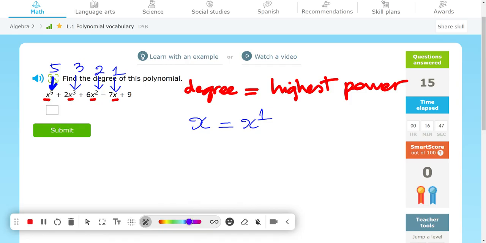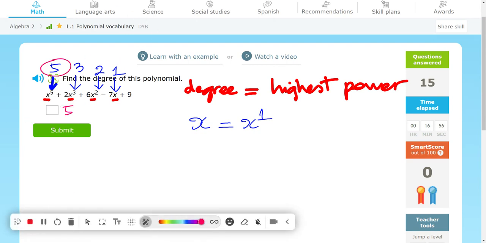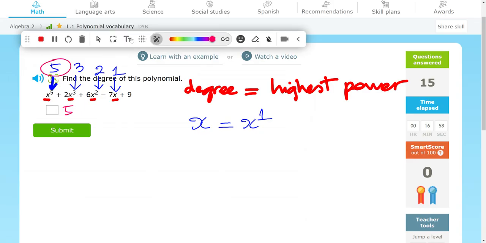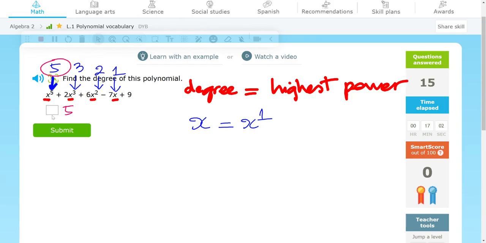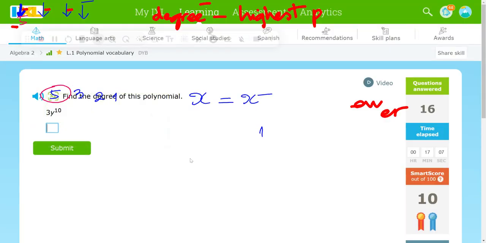So you choose the one with the highest power, all right? So 5. So I put 5 in the box, and then I'm done. Good for you. All right, here we go. Submit. Done. Let's do it again.